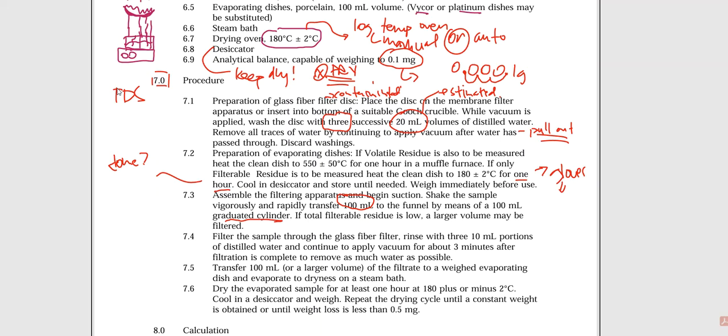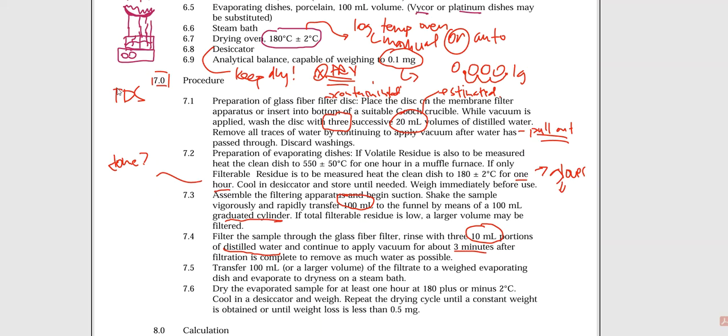Then I'm going to take that sample and I'm going to quickly pour it through that filtration setup. And that filtration setup that I'm using has that filter paper that is a glass fiber filter inside, so that way it catches all the big, large, chunky stuff, and it only allows water and all of the dissolved stuff to go through. 7.4 says filter the sample through the filter, rinse it with 3 10 milliliter portions of distilled water, and continue to apply the vacuum for 3 minutes. All right, so let's talk about this step.